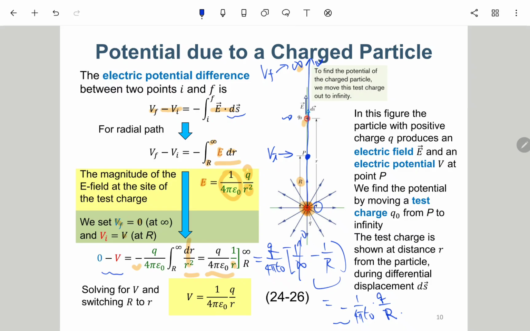Then we replace capital R by small r, and we get this expression: V equals K times Q over r, which is the electric potential generated by a point charge.